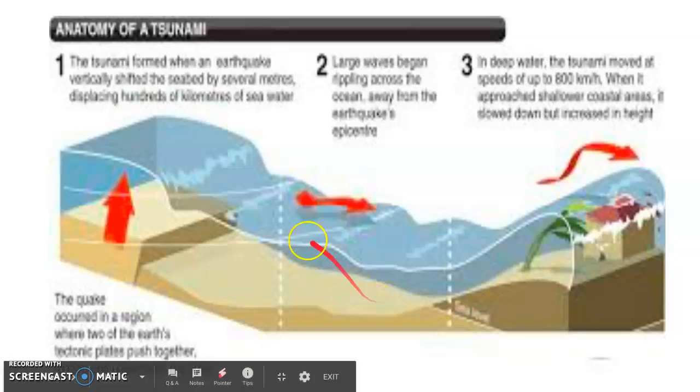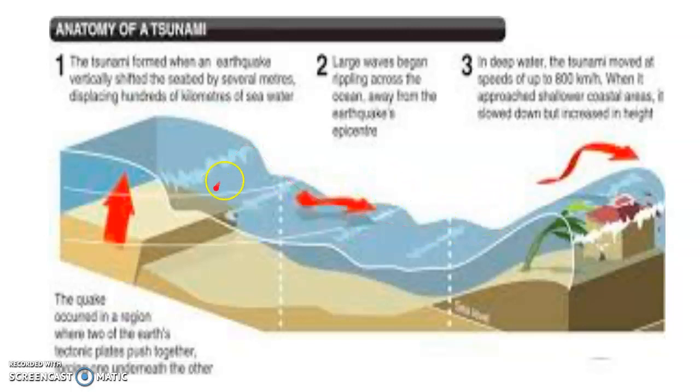So this is the anatomy of a tsunami. As you see here, it starts at the epicenter. The waves start rippling across the ocean. Over here, it slowed down as it got closer to land. Before that, it was moving at speeds of 500 miles per hour. It slowed down here, and then the waves picked up to about 100 feet, destroying the lands, tragically.